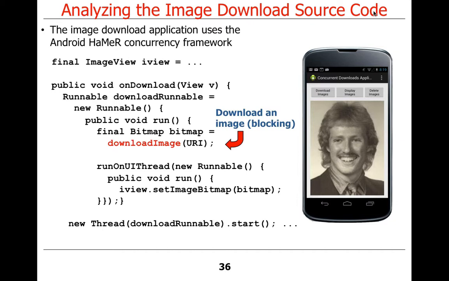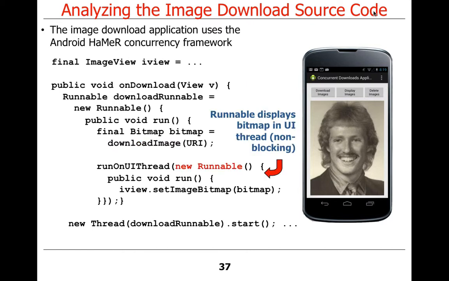And when downloadImage is finished downloading the image, it'll give you back a bitmap. And then we create another runnable. And that runnable will be passed to the user interface thread. Keep in mind, this runnable here was running in a background worker thread. Now we're going to create another runnable command, which we pass to the user interface thread. And when that guy's run method gets called, it'll be running in the user interface thread's context. And it'll turn around and set the image bitmap to the object that was passed to it through the magic of the final keyword in Java.